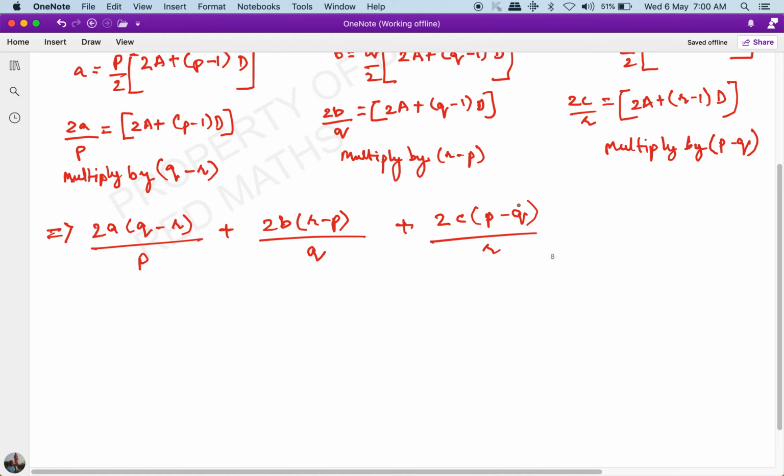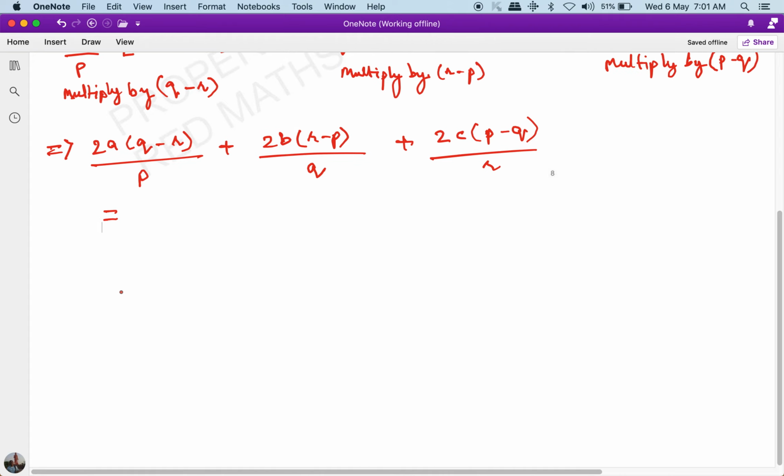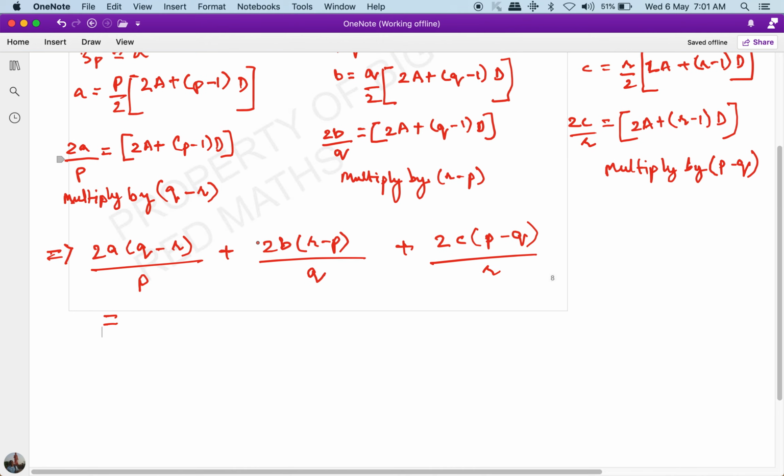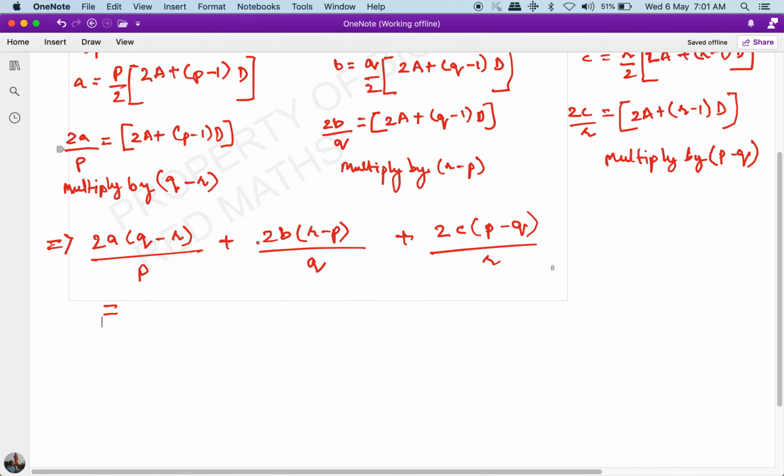Now see, this is the LHS that we actually wanted, and this whole thing will now be equal to the RHS. Let me have a look at the RHS here. So the RHS is 2A plus P minus 1 into D, this whole thing multiplied by Q minus R, plus 2A plus Q minus 1 into D multiplied by R minus P.